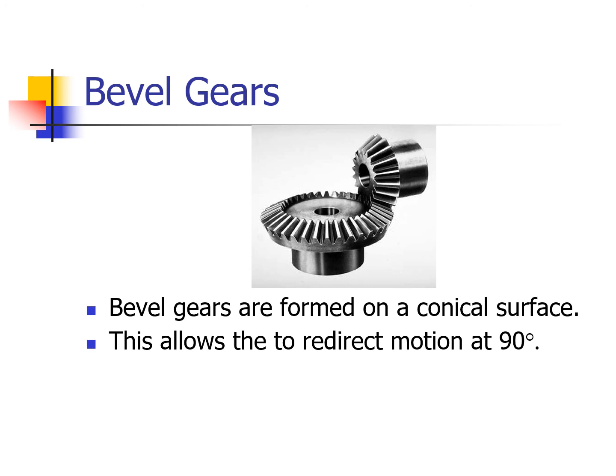So these are bevel gears, and they're different from the spur gears in that they're formed on a conical surface. And what this allows us to do is to redirect the motion at 90 degrees. In the spur gears, the shafts have to be parallel, but with the bevel gears, I could do them at 90 degrees. So it allows me to redirect the motion, allows me to build certain other things.